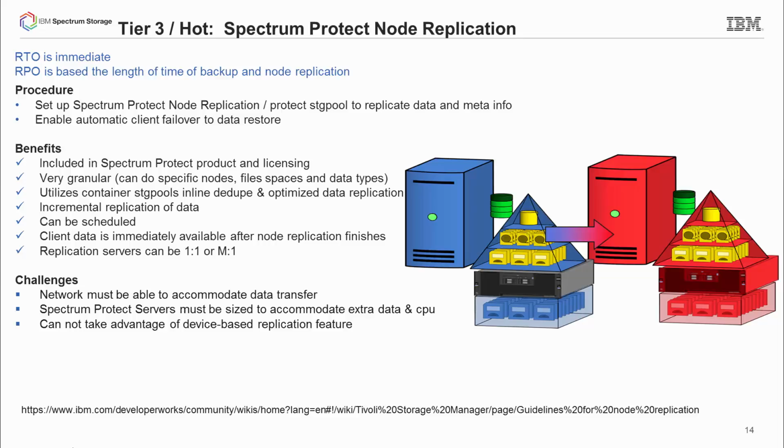The recovery point objective is based upon when the last backup occurred and where in the node replication cycle you are. So if you've set up your clients to have automatic client failover, if the clients cannot reach the primary server, they will automatically switch over to the secondary server for restores. This solution only supports restoring the data from the secondary site. It does not allow you to start doing backups to the secondary site. I still recommend strongly that you are doing database backups so that if something did happen on your primary server, you still do have your database backups available.